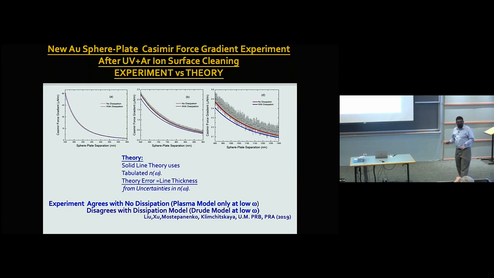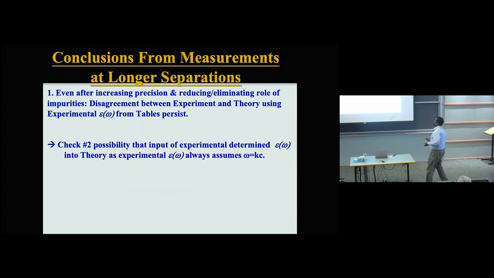This is a problem. We can't be throwing out the imaginary part. But that's what the experiment is saying, and Ricardo presented his more recent experiment yesterday. Same thing, it only agrees with the plasma model. So what do we take away from this?